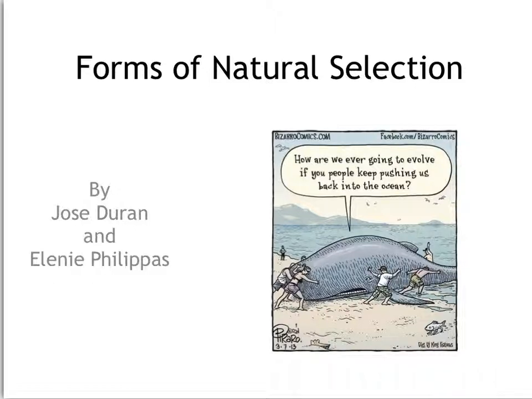And today we'll be talking about the three forms of natural selection, which are directional, stabilizing, and disruptive. So here we go.